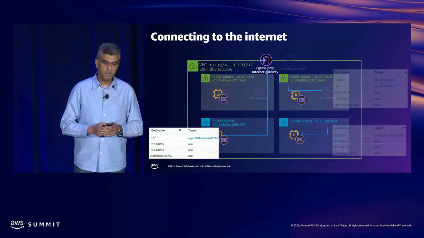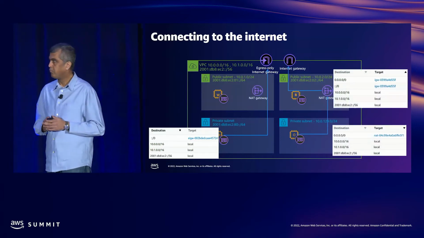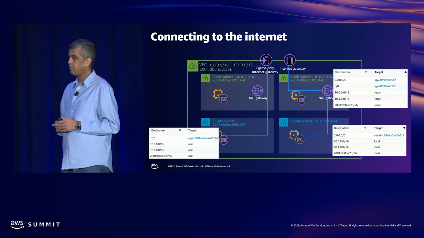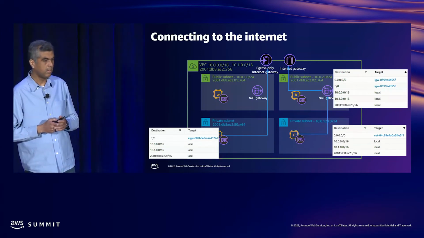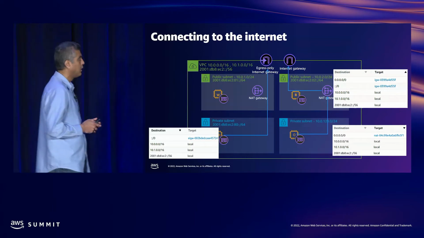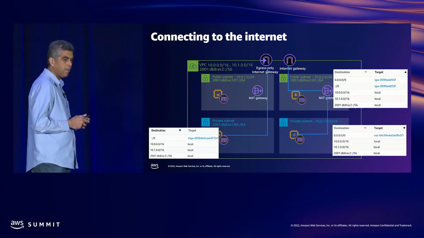So just combining them together, you can have both constructs available for IPv4 and IPv6: internet gateway for IPv4 and egress-only internet gateway for IPv6 resources.